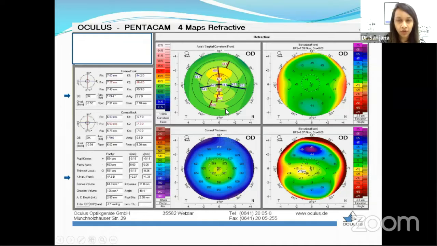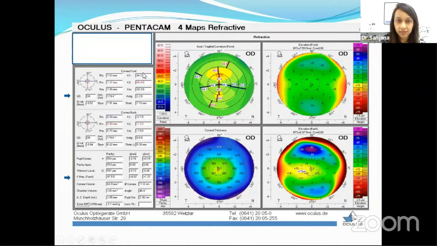Now, even before we go ahead with the interpretation of the scans, we should always first look at what is called QS, which is here, the quality specification. If it says okay, that means the scan is of good quality and we can go ahead with interpretation. In case there are data gaps represented in yellow or red, that means the scan is not of good quality and it's better to repeat it.